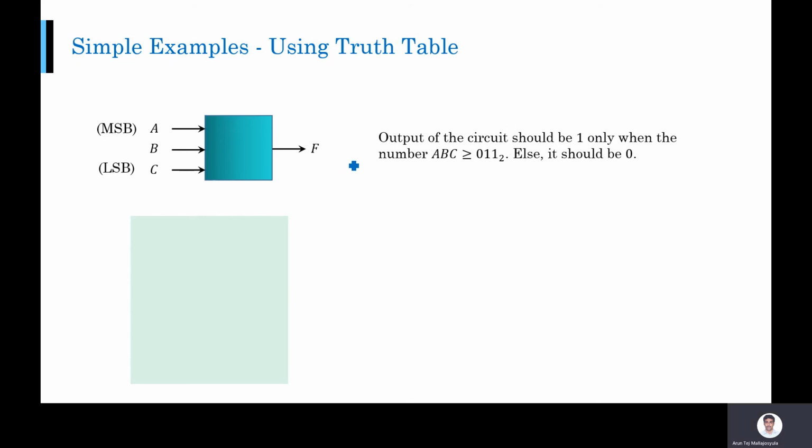So there is a circuit that you have to realize. The output of whatever circuit you are going to design should be 1 only when the number is greater than 0, 1, 1 to the base 2, or it should be 0. Okay, so you have a circuit. The input to that circuit is a number n. It's a 3-bit number.